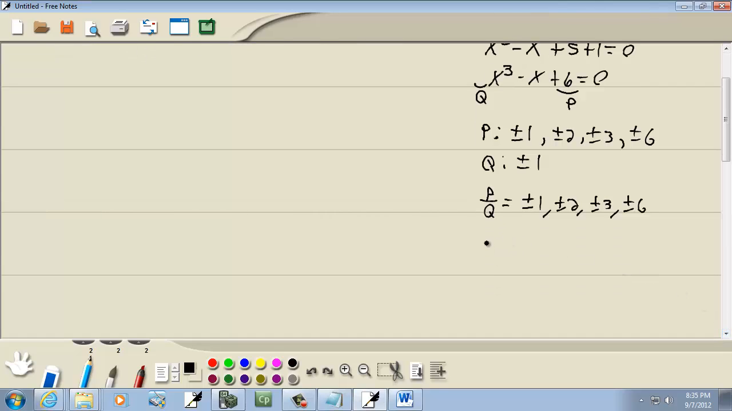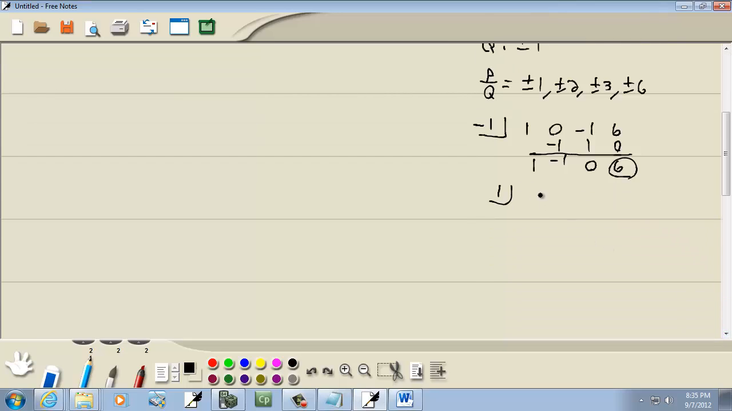Well, then what you do is you plug each one of those into synthetic division and see which one gives you 0. Well, remember synthetic division, we're missing a term, so we have to put a 0 there. So that's why we go from 1 to 0 to negative 1 to 6. So I add, multiply, add, multiply, add, multiply, add. And we're looking for a 0 here, which we don't have. So then we go to positive 1. So we've got 1, 0, negative 1, 6. And so we add, multiply, add, multiply, add, multiply.